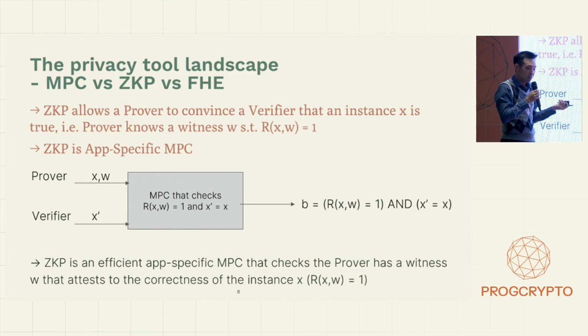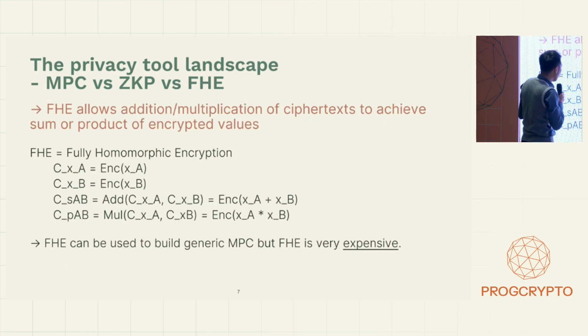In fact, there are already MPC protocols used to instantiate efficient ZKP for non-algebraic statements like SHA-256. Of course, the verification cost is high, so it is not very useful in the context of blockchain, but it is still there. So it is safe to conclude that ZKP is an efficient application-specific MPC that checks the relation, the condition that we just described.